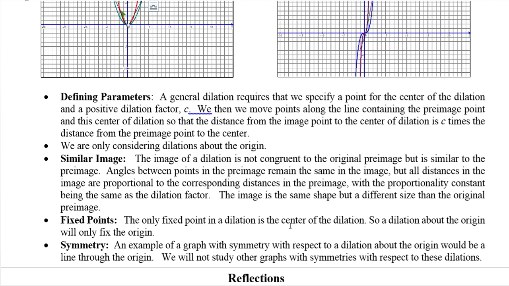The only fixed point of a dilation is the center of the dilation. So a dilation about the origin will only fix the origin. And the only example of a graph that's symmetric with respect to dilation about the origin would be a line through the origin. But basically we won't study other graphs with symmetries with respect to these dilations, so you don't have to worry about the symmetries of a dilation very much.